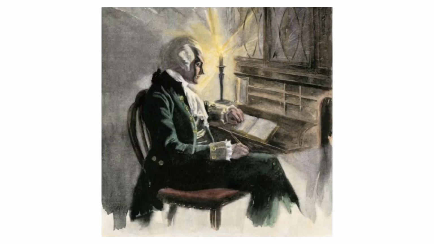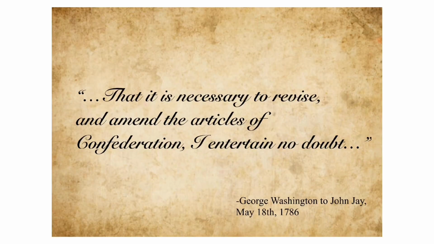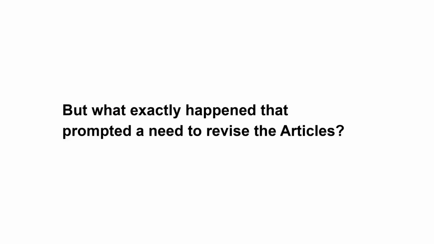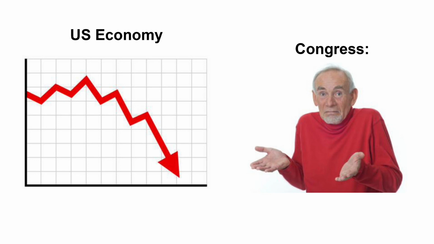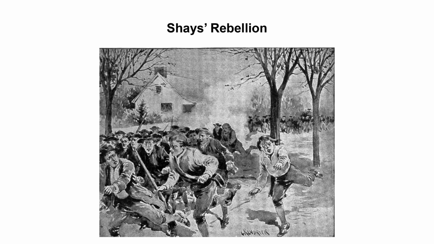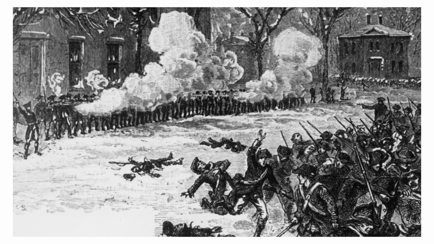In a letter to John Jay in May 1786, George Washington said that it was necessary to revise and amend the Articles of Confederation. But what exactly happened that prompted a need to revise the Articles? Congress's inability to regulate the economy under the Articles was a major problem. As paper money was flooding the country and the Congress had a depleted treasury, inflation ran rampant during this period. These conditions contributed to Shays' Rebellion. Shays' Rebellion was a rebellion that took place in western Massachusetts, where Daniel Shays and others rebelled against the government because of high taxes and stringent economic conditions.